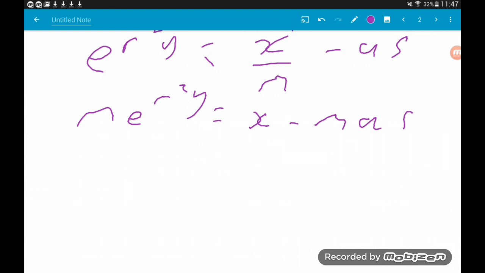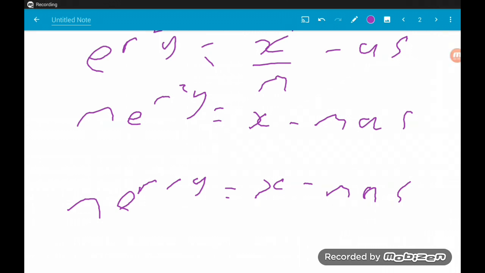Now the r squared that is attached to the e, r squared means r times r. So we can write the left hand side as m e to the r y, and that is equal to x minus mas. Hello, we can read that. That says Merry Xmas. So that's what dear old Santa was trying to say to Rudolph and the elves.